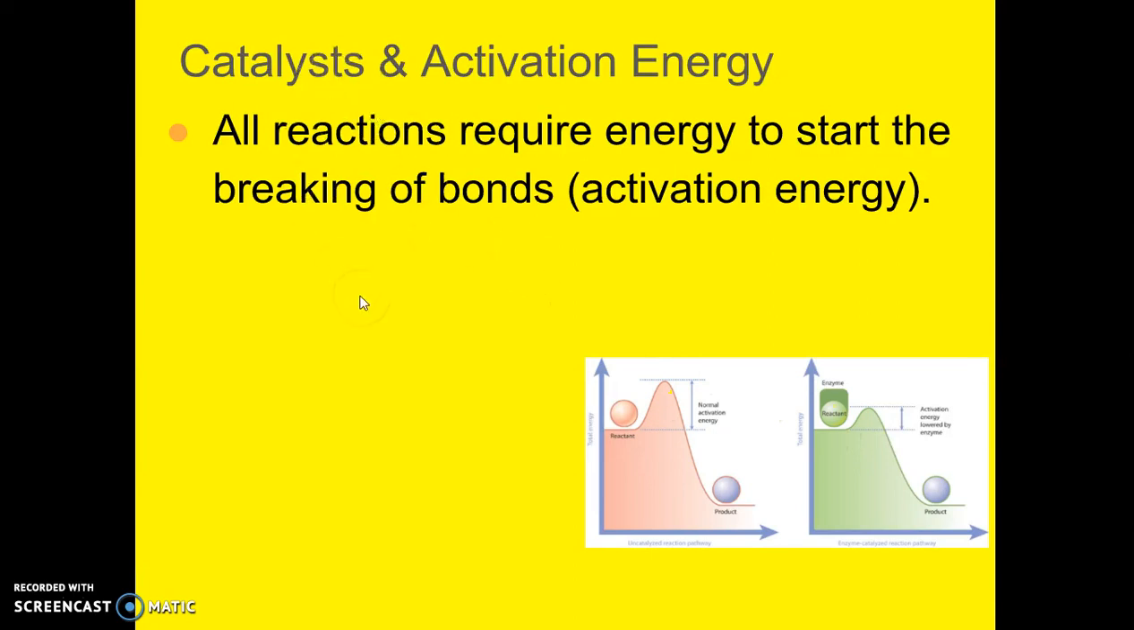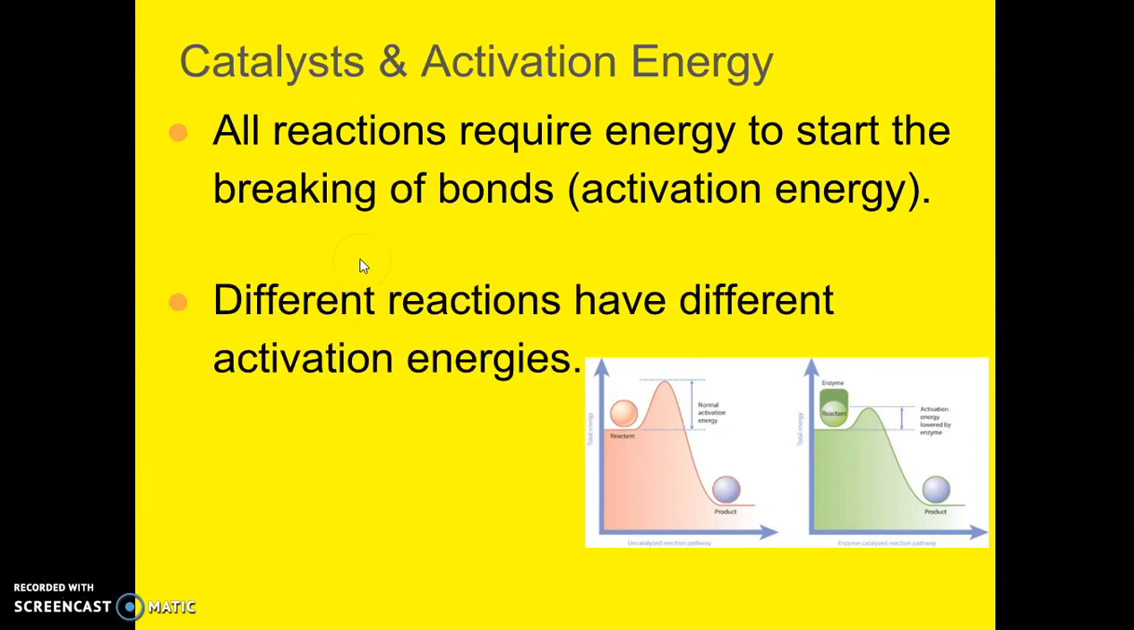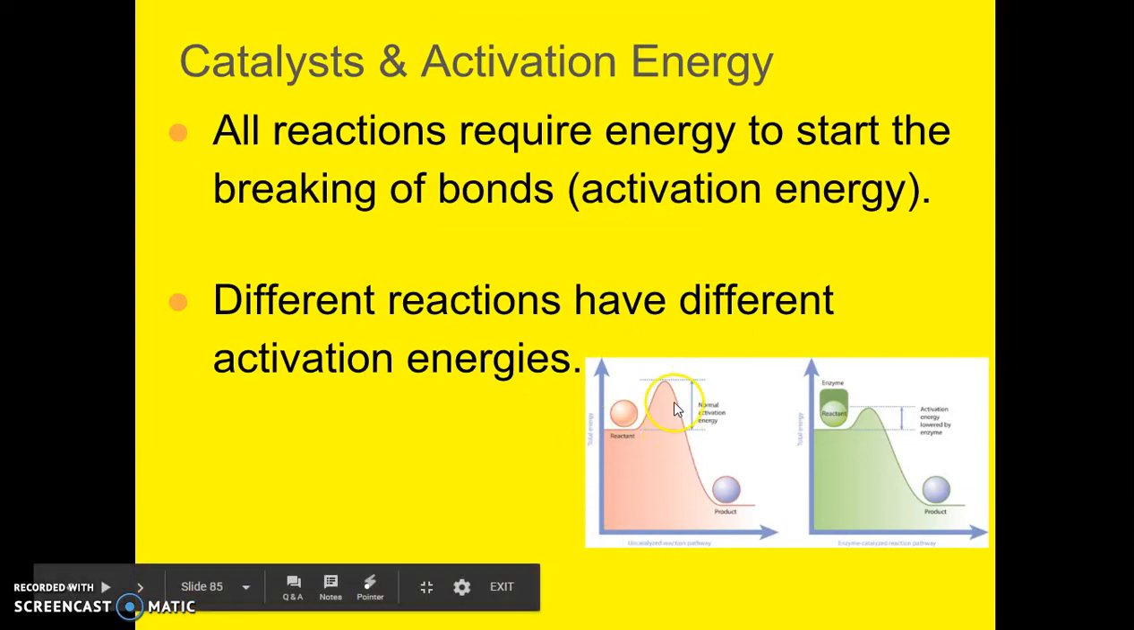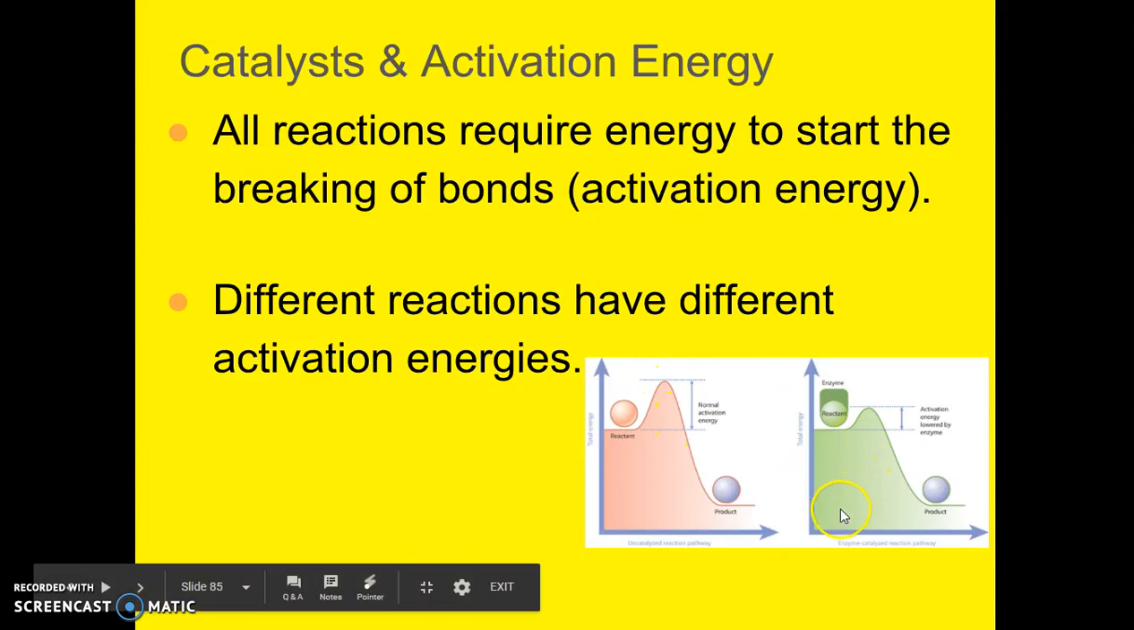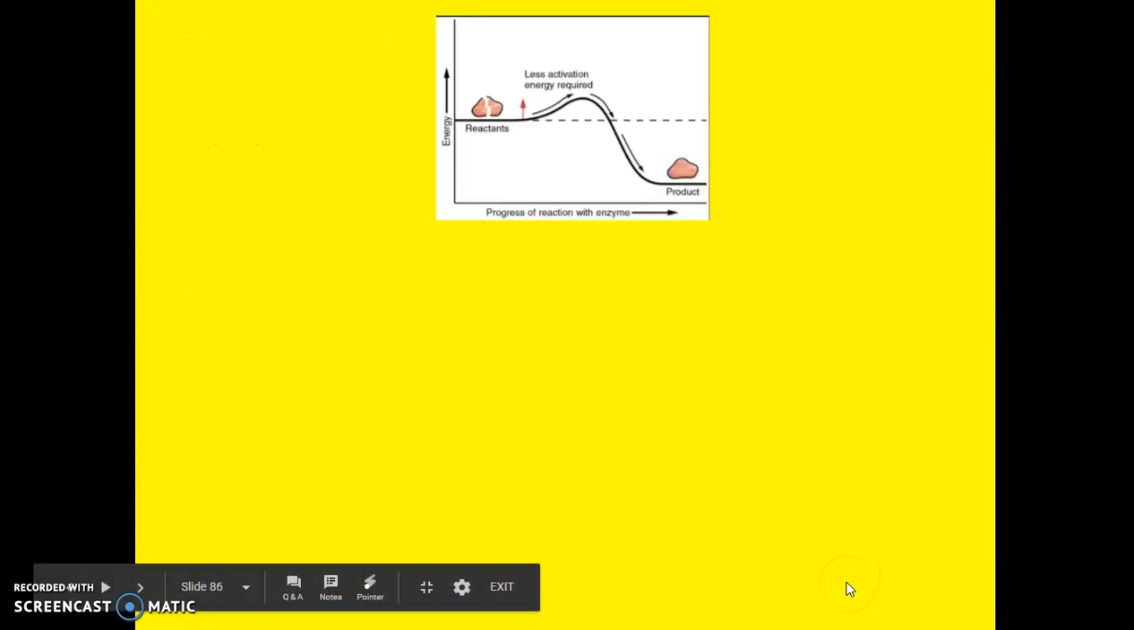If I add a catalyst or an enzyme to that reaction, I'm going to lower the activation energy that's needed. So different reactions have different activation energies. Reaction A, this one takes this much. Reaction B, this one takes that much. So each reaction has its own level of activation energy needed.